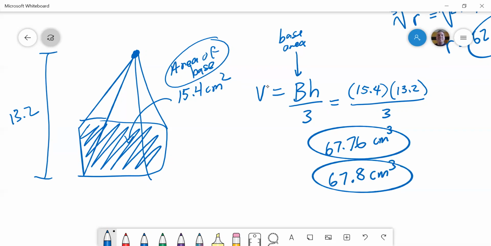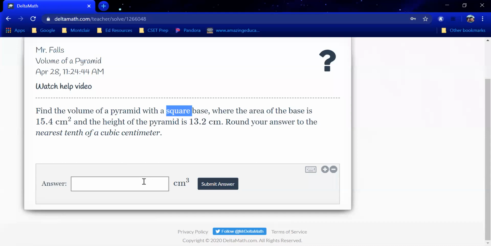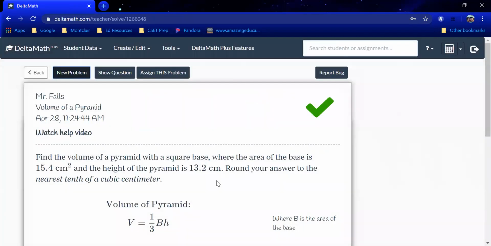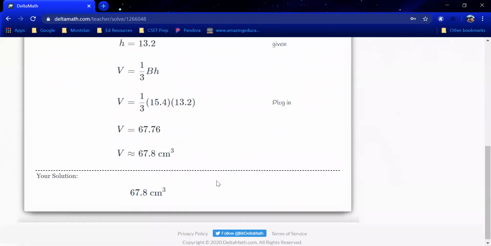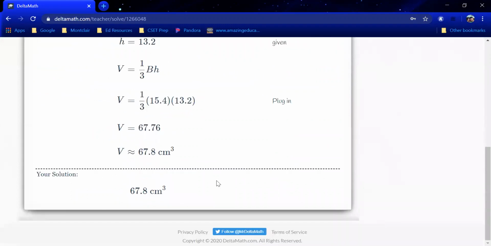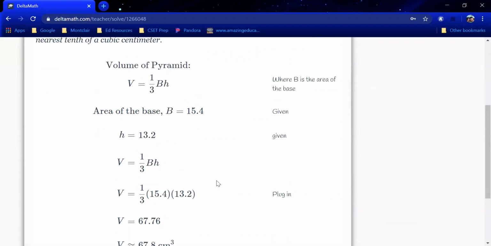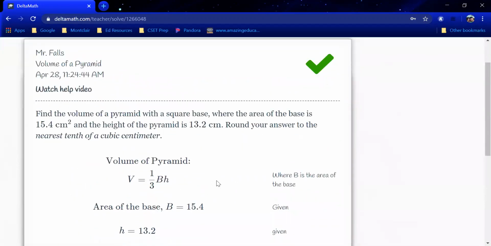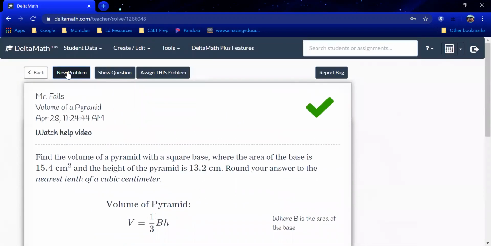All right, let's go check that out. Let's see what they want. Yes, tenths place, so 67.8. We're right. We don't have to use pi on this problem, so we're good there. You should get it exactly if you're not using pi. Okay, so that's the volume of a pyramid.